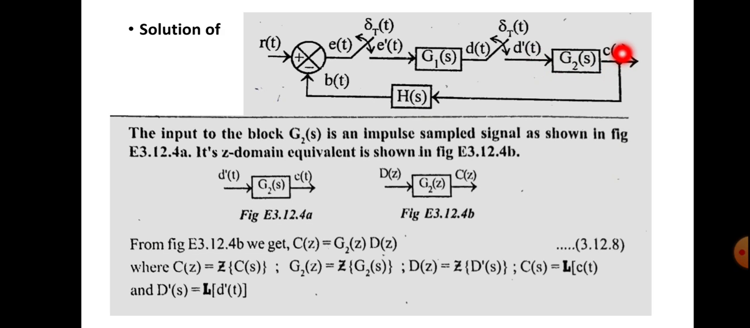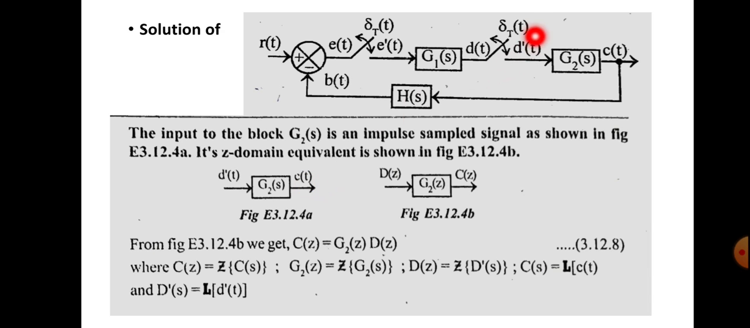You have to find the ratio of C of Z with R of Z by taking the Z transform. Okay. So let us first take this block. First of all, we have to write the equation for C of Z, so we are taking this section first. Here you can see that the input to block G2 of S is an impulse sampled signal. The sampled signal is given as D dash of t. So the input is D dash of t and the output is C of t.